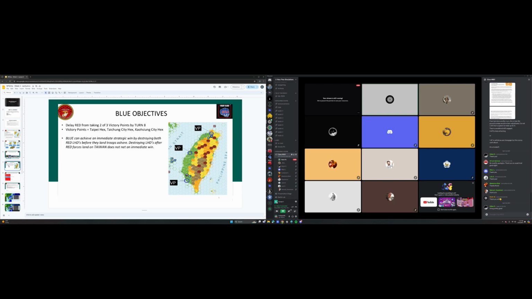So there are 2 ways for blue to win. They can either try to fight this delaying action across Taiwan and hold out for 8 turns, or they can go after red's carriers very aggressively once they actually detect them. And then another thing that I noted for clarification for the players was even if they did have ground forces on Taiwan, if their LHDs are destroyed, it's still game over for them.